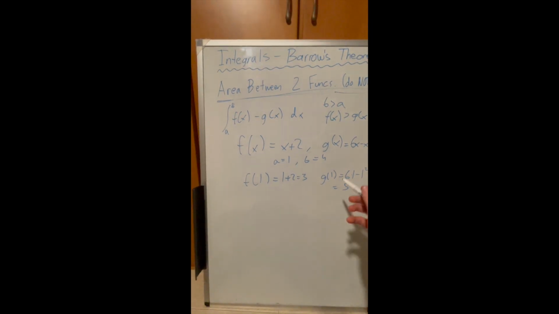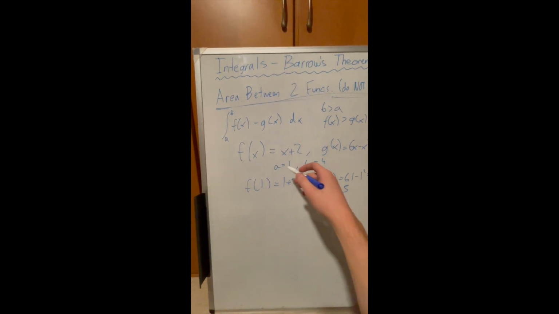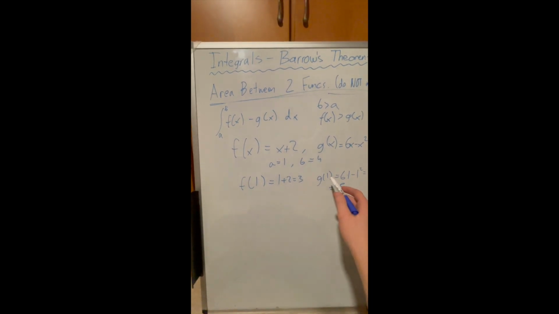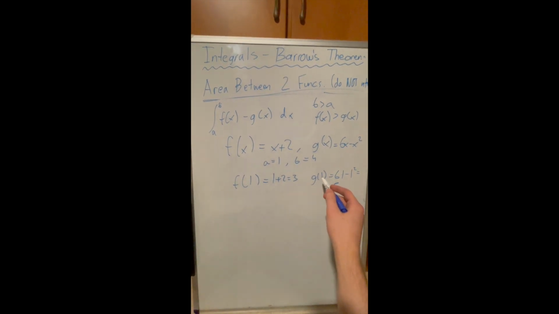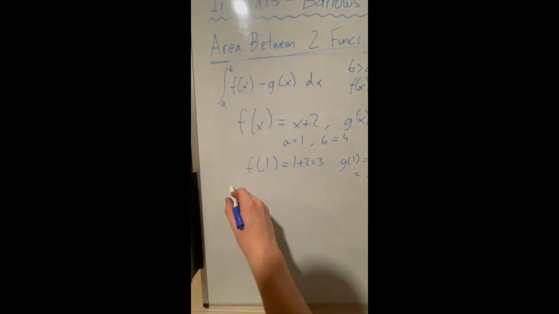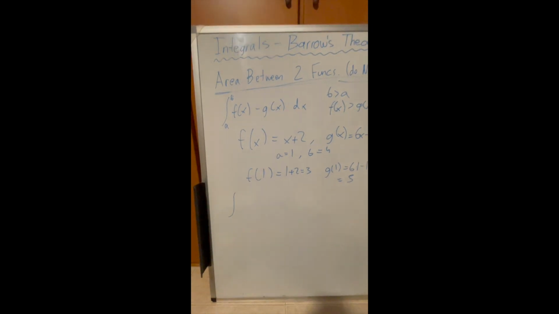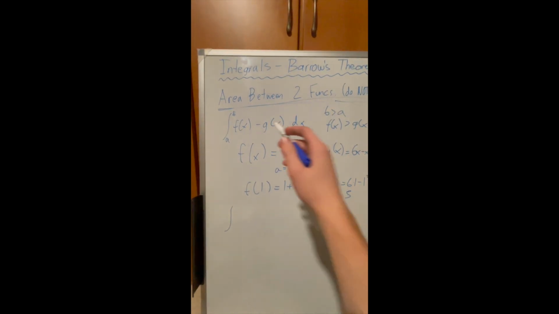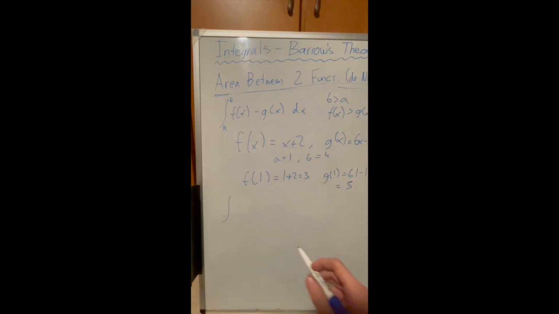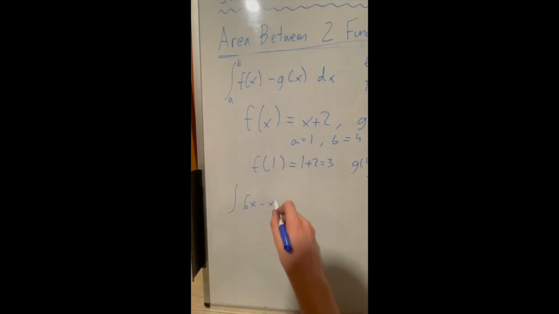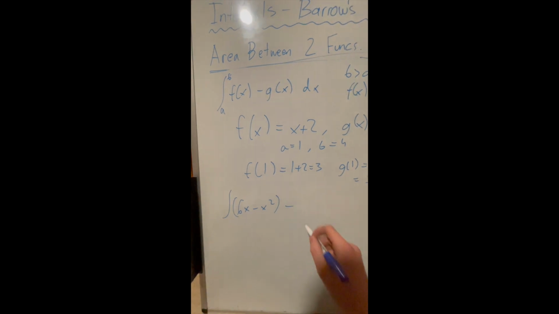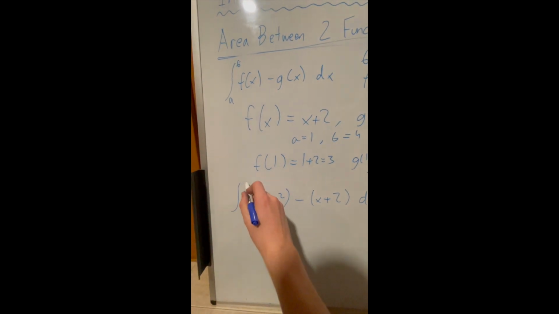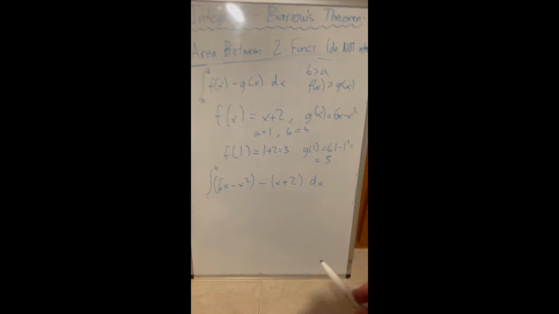So no, our g is greater. And if we try it with any other value between a and b, we're going to get that our g is still greater. So in this case, following the formula, our g of x would actually be our f of x. So that is why you have to make sure and check really if your f of x is your f of x and if your g of x is your g of x. So we have to write this the other way around. 6x minus x squared, in brackets, minus x plus 2 dx, applied to 4 and 1.